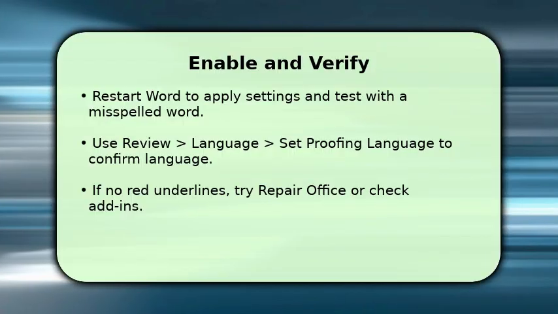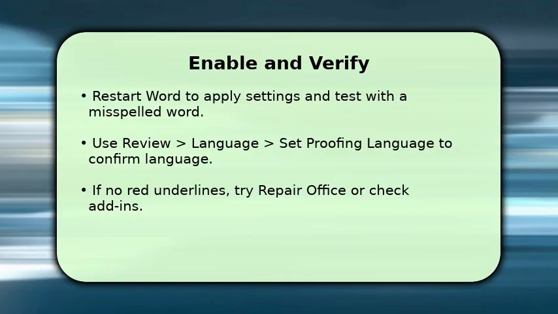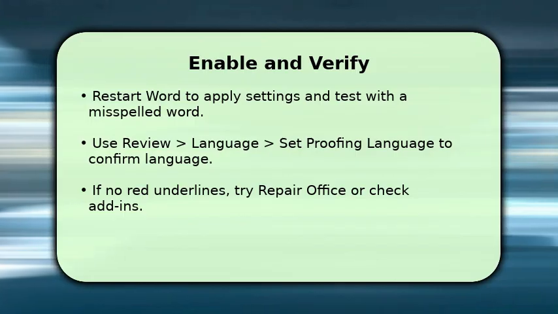If you still see nothing, open Review, then Language, and set proofing language to confirm the correct language and that do not check spelling or grammar is unchecked. Finally, if issues persist, run Office Repair or disable add-ins because those often block proofing. This single troubleshooting step.